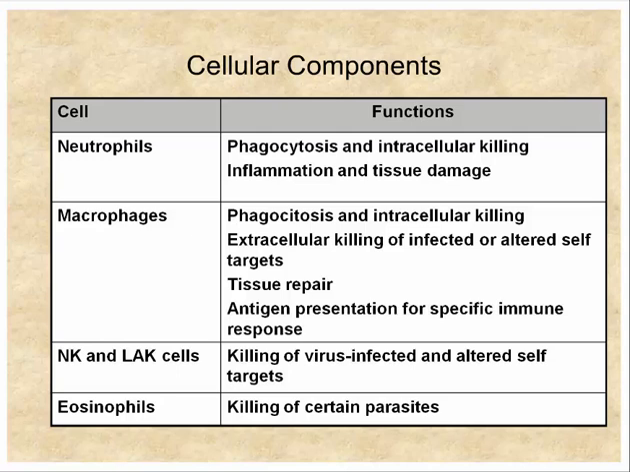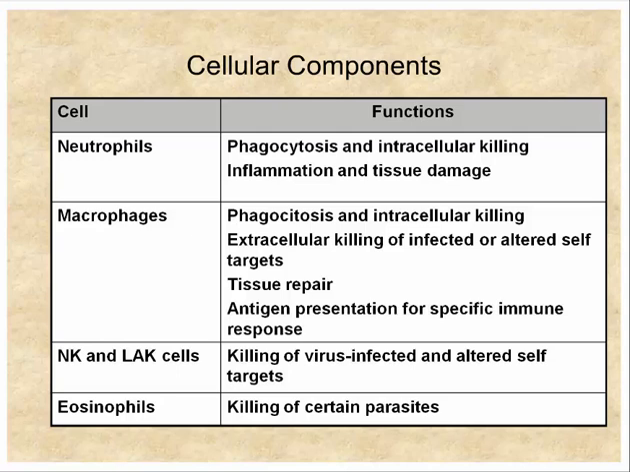NK cells. NK stands for natural killer cells. These are cells that have the ability to kill virus-infected cells, or also cells that are altered self-targets. So transformed cells, malignant cells, these NK cells can kill that. Now the LAK cells, these are actually derived from the NK. They're just activated NK cells. So if you activate these NK cells, and we'll discuss shortly how you activate them, then they convert into what is referred to as a LAK cell. And LAK stands for lymphokine activated killer, is all it stands for.